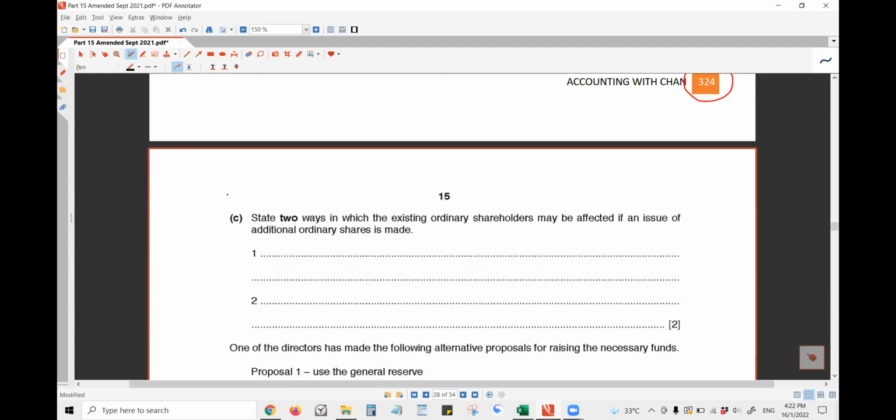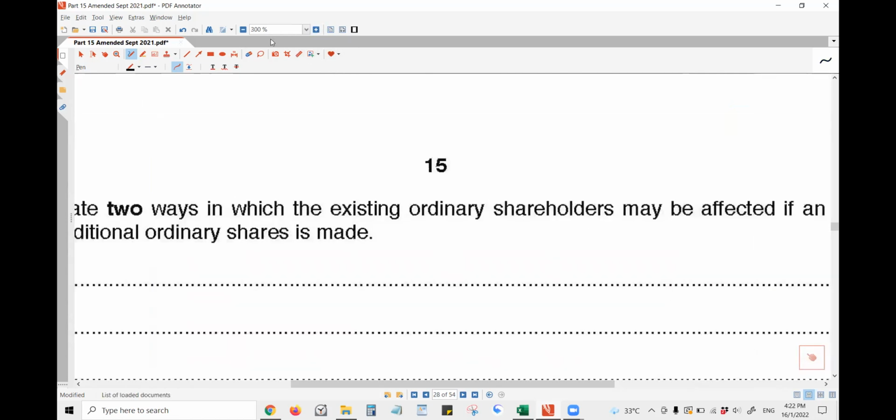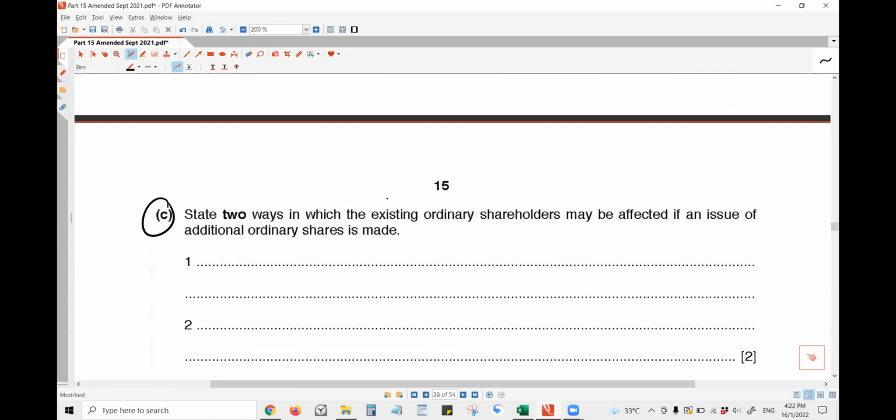This is different. Let's answer this together. It's between the old ordinary shareholders and the new ordinary shareholders. So let's read this together. State two ways in which the existing ordinary shareholders may be affected if an issue of additional ordinary shares is made.